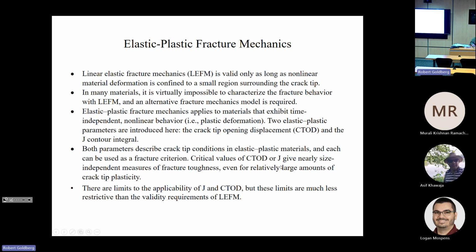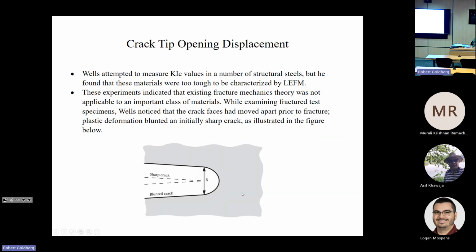So both of these values give nearly size independent measures of fracture toughness, even for relatively large amounts of crack tip plasticities. And like the other methods we talked about, there are limits to the applicability of these two methods, but they're much less restrictive than the requirements for linear elastic fracture mechanics.